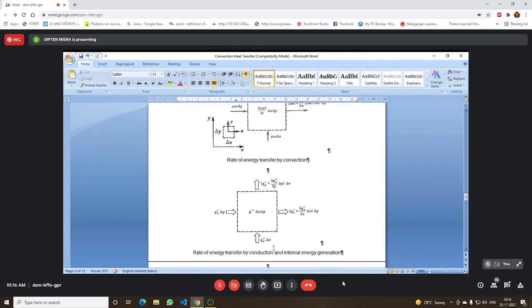And whenever there is a temperature gradient, point to point, there will be temperature variation. Because of the temperature variation, conductive heat flux will enter. Conductive heat flux may also leave. Conductive heat flux may enter, and conductive heat flux may leave out of the control volume.